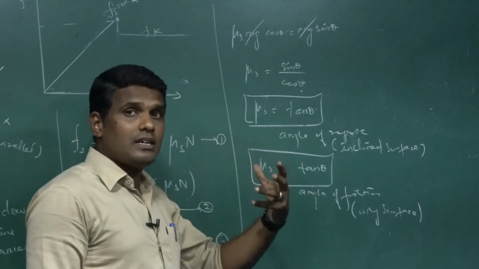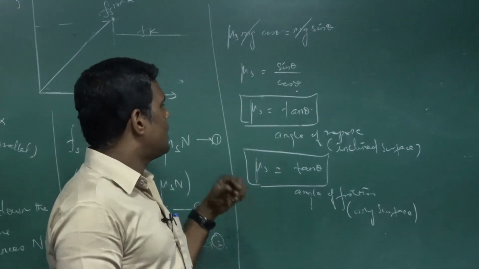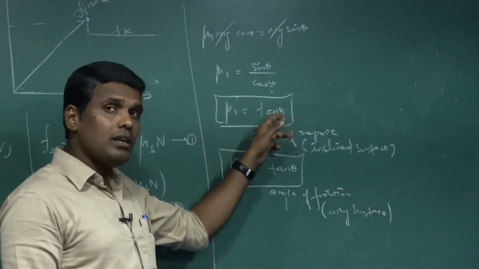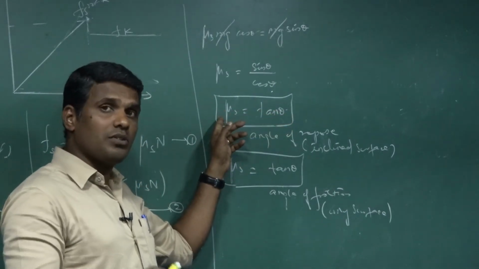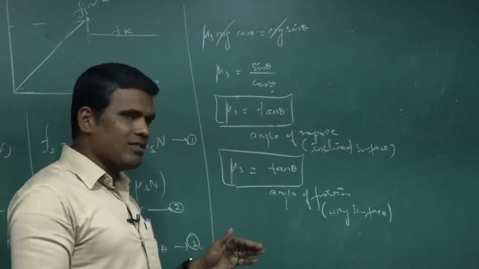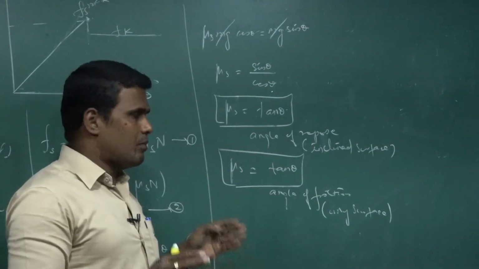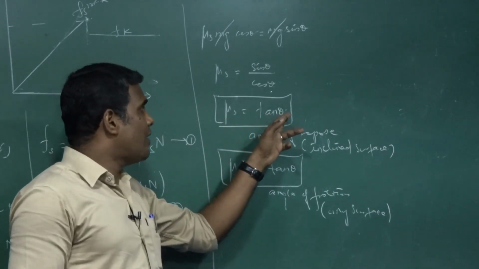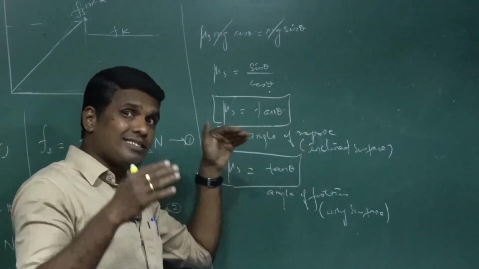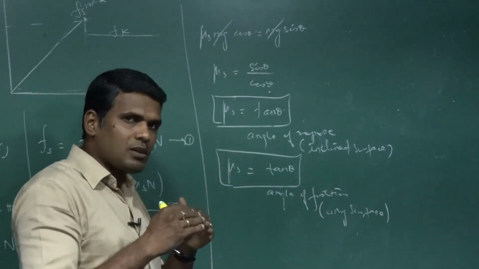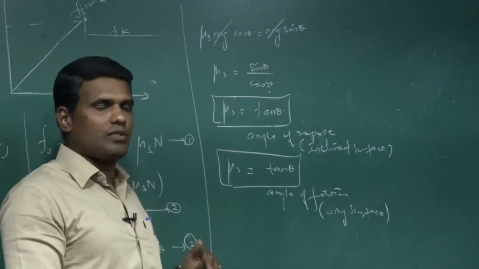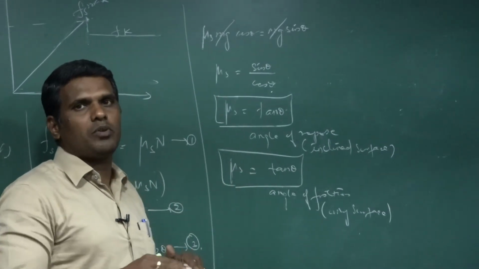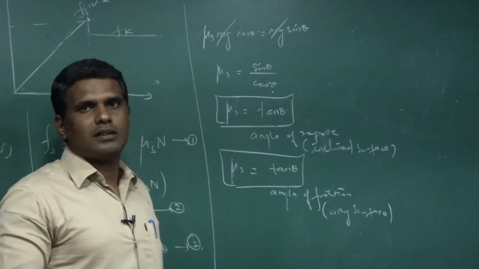So I can state that the coefficient of static friction is equivalent to the tangent of angle of friction, or the coefficient of static friction is equivalent to the tangent of angle of repose. Whatever the statement is, both are same. But you can use this mu equals tan theta, where theta is the angle of repose, only when you discuss the sliding of an object over the inclined surface. The other expression must be used when you speak about the movement of an object over the horizontal surface.